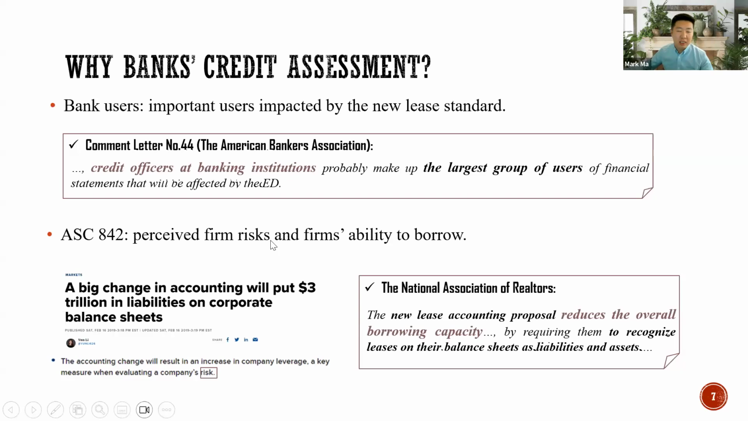For example, if you look at this CNBC article, it says a big change in accounting will put $3 trillion in liabilities on corporate balance sheets. It's really interesting that this title only talks about liabilities, but at the same time, we also put $3 trillion of assets on the balance sheet.